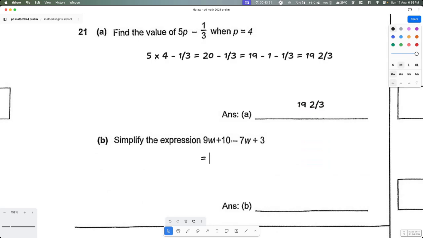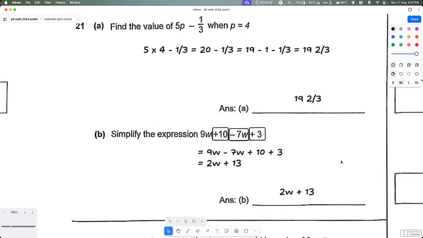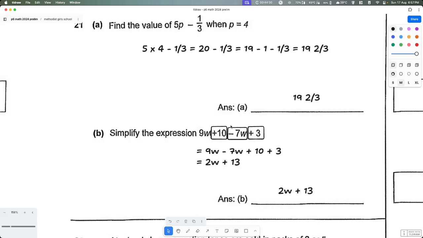So let me make it easier for you. 9w minus 7w. So always group them together, like this. Then 9 plus 10 plus 3. So 9w minus 7w is 2w plus 13. There you go, 2w plus 13 or 13 plus 2w. That's fine as well. Okay, let's move to the next question.